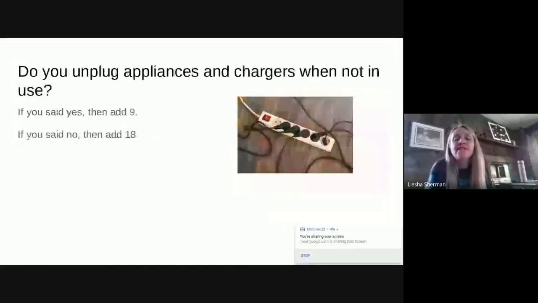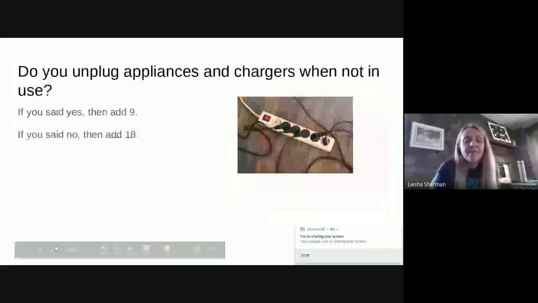Do you unplug appliances and chargers when not in use? If you said yes, then you're going to add 9. If no, then you're going to add 18.